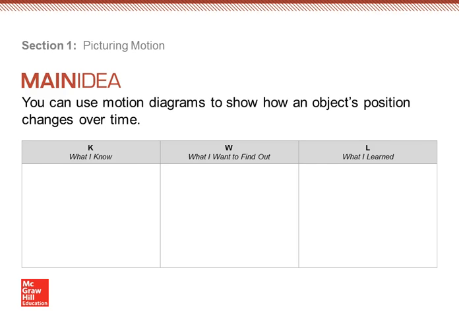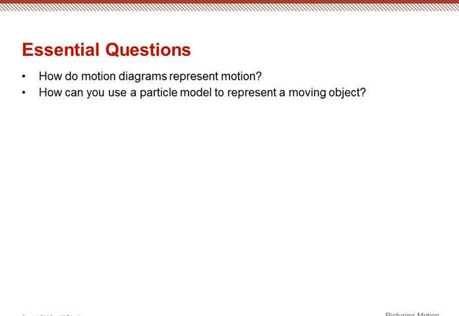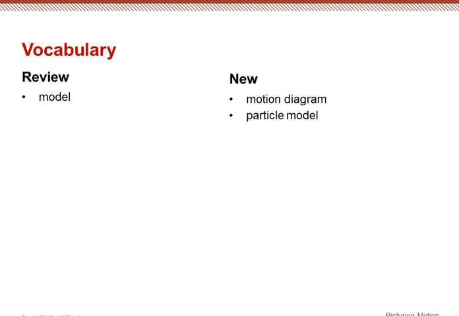In this video, we're going to begin to talk about Chapter 2 in representing motion. And to start with that, we're going to look at Section 1, Picturing Motion. And the main idea of Section 1 is that you can use motion diagrams to show how an object's position changes over time. The two essential questions that we're going to answer are, one, how do motion diagrams represent motion? And two, how can you use a particle model to represent a moving object?